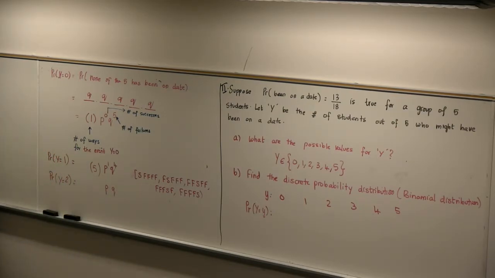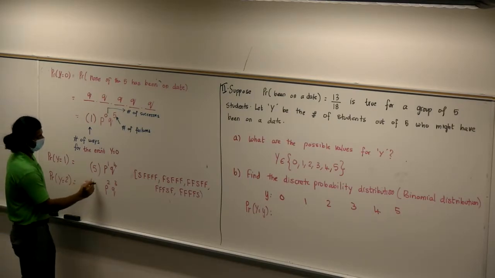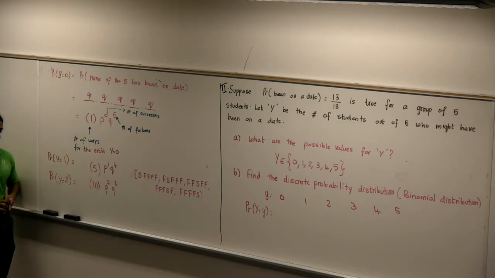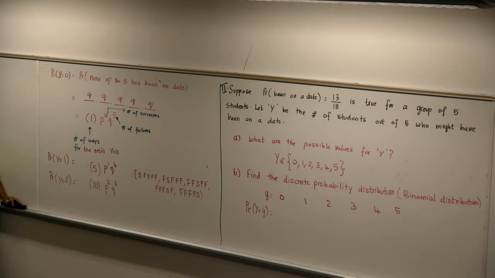Two successes would mean how many failures? 3. How many number of ways? 10. 10? How'd you get 10? Because you have double the factors as you did in the y equals 1. So your argument is if it were to be 3, we would have 15, and if we have 4, it would be 20. Yeah, because there's 2 successes and 5 factors, so you just multiply them against each other.